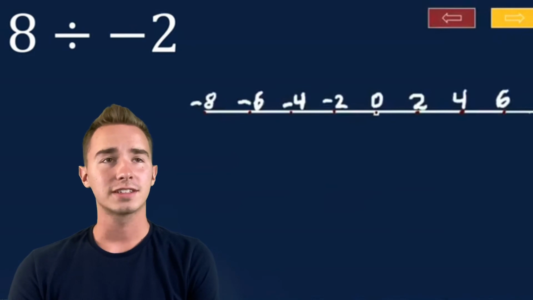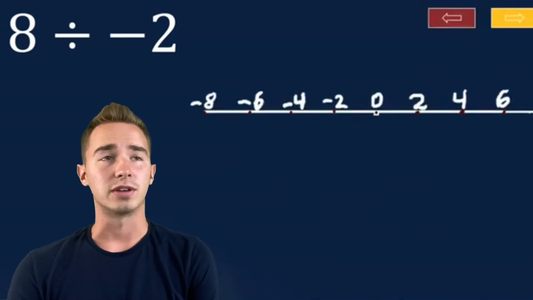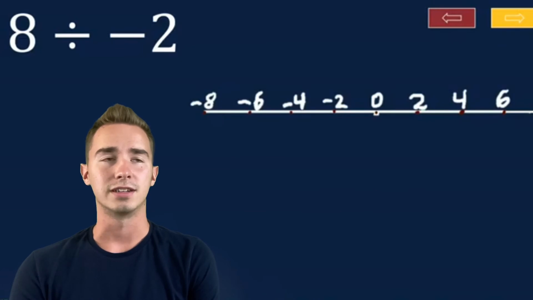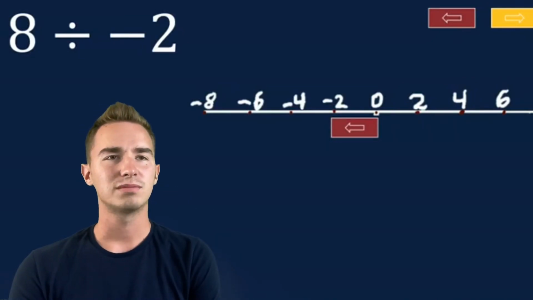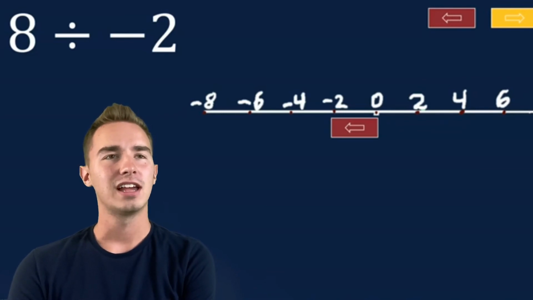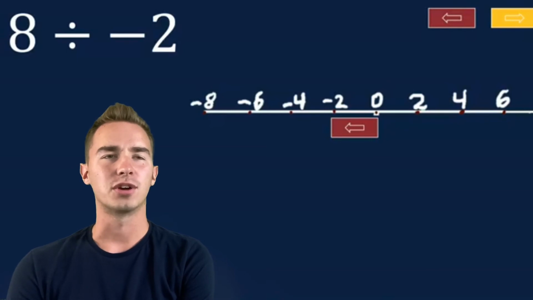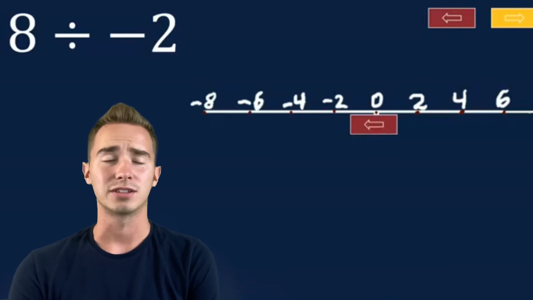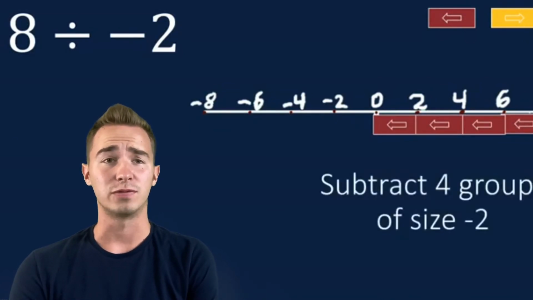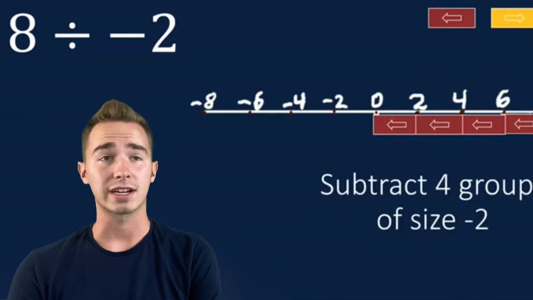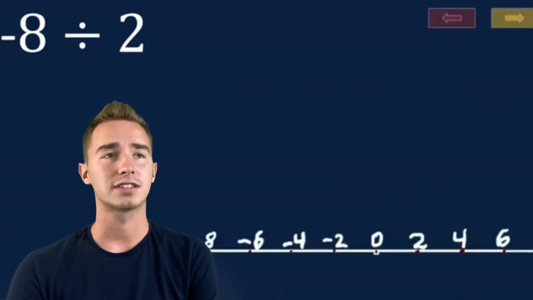Alright, moving on to our next example. Now we need to figure out how many groups of -2 we need to get one group of 8. And we'll throw that -2 down there, and look at the direction the arrow's pointing, and we see it's pointing the wrong direction. So we're gonna have to back it up or subtract groups this time. And you see when we do that, we have to subtract 4 groups of size -2. So our answer is -4 because we're subtracting those groups, not adding them like the previous example.